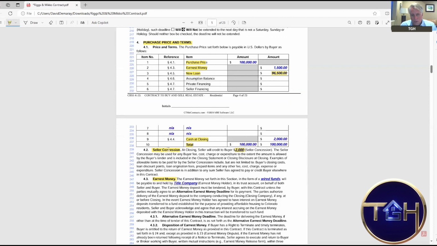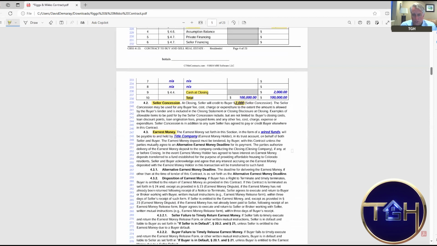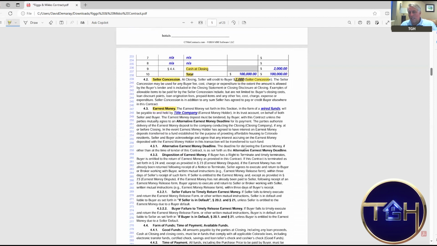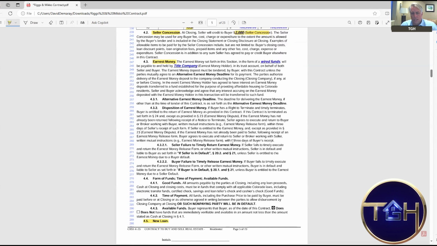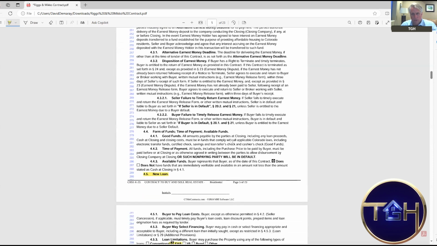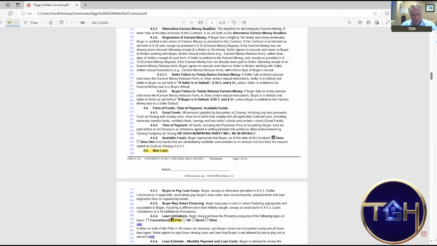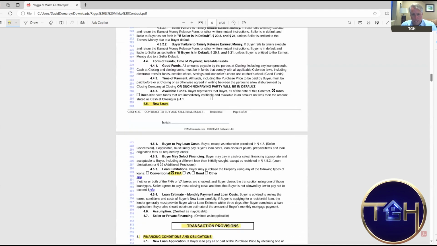In this case, Riggs is asking Miko to pay $2,000 of Riggs's closing costs in terms of a seller concession. What that does, basically from a seller's point of view, is it turns this offer of $100,000 into an offer of $98,000. So it's actually $2,000 less. It talks about earnest money and getting earnest money over to whoever's holding it, the title company, listing brokerage firm, whoever it is, in a timely manner.